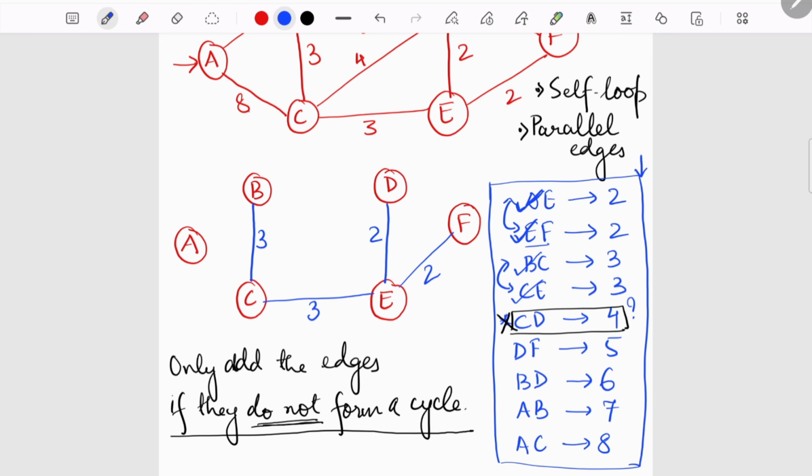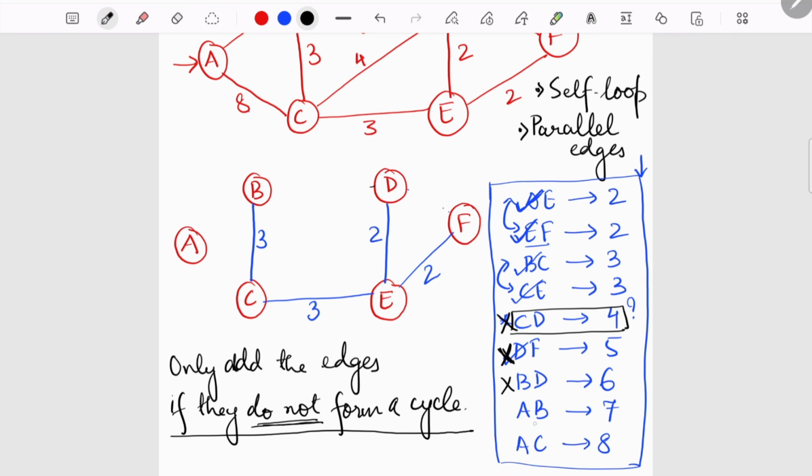So next let's see, can we pick up DF? If we put DF here, this is going to create a cycle. So we cannot pick up DF. Then let's look at BD. Can we pick up BD? If we put BD here, then again it's forming a cycle between these 4 vertices. So we are not going to pick up BD.